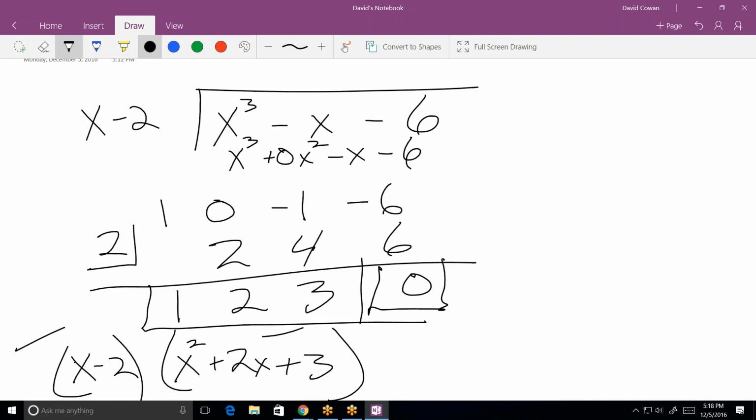Notice how I started with a cubic, and one of my factors is a quadratic. Had I started with a quartic, then this would be a cubic. You knock it down by 1, unless I'm dividing by x squared. If I'm dividing x squared into x cubed, then I'm going to have a linear term here.